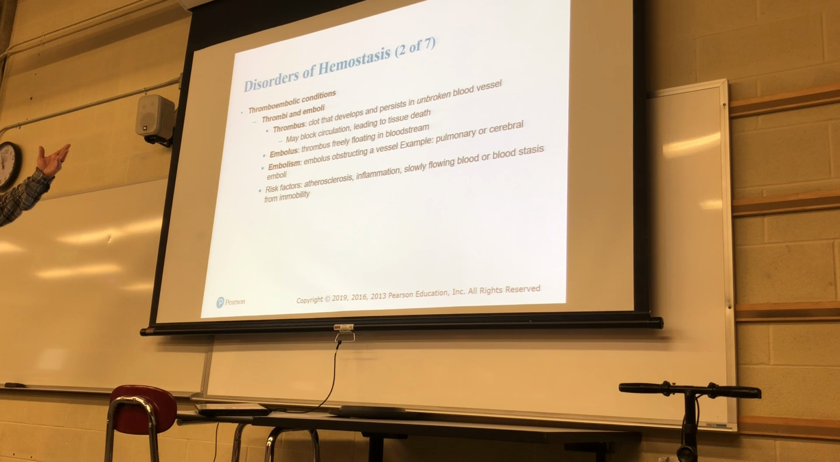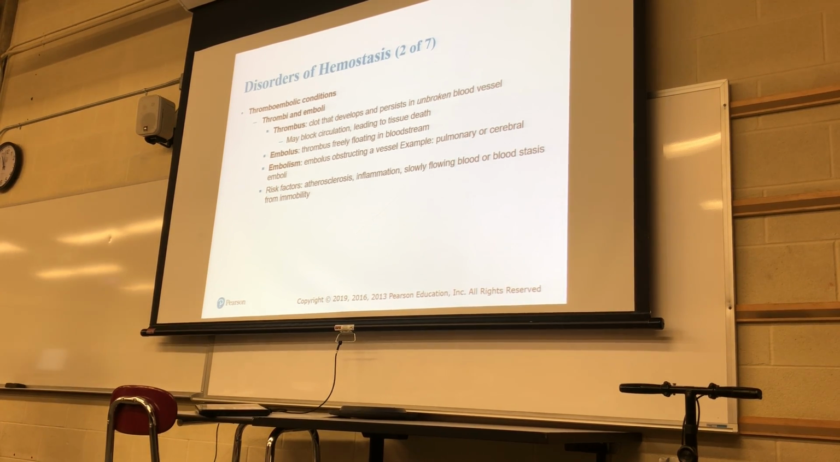PEs. Well, that's this stuff. So a thrombus is a clot that develops and persists in an unbroken blood vessel. So you have these big varicosities, damage. Everybody should sit with their legs up, crossing ankles, not knees.